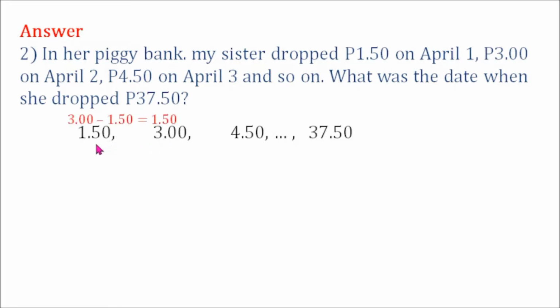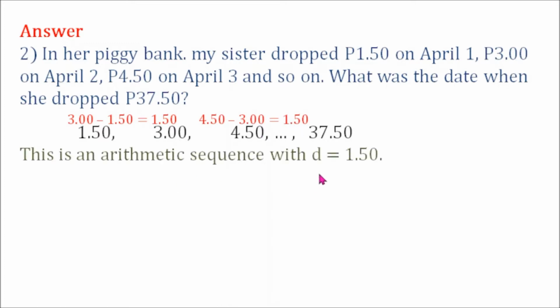3 pesos minus 1 peso and 50 centavos equals 1 peso and 50 centavos, and 4 pesos and 50 centavos minus 3 pesos equals 1 peso and 50 centavos. So this is an arithmetic sequence with a common difference equal to 1 peso and 50 centavos. Now this is our formula. A sub n equals a sub 1 plus the quantity n minus 1 times d.